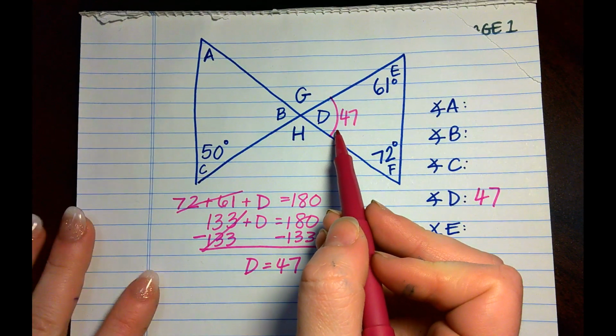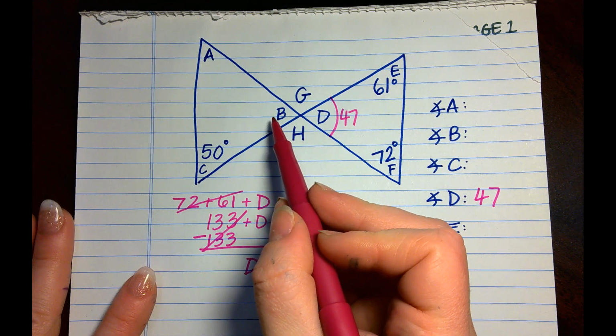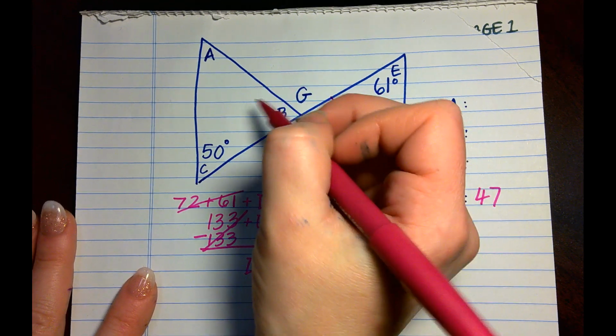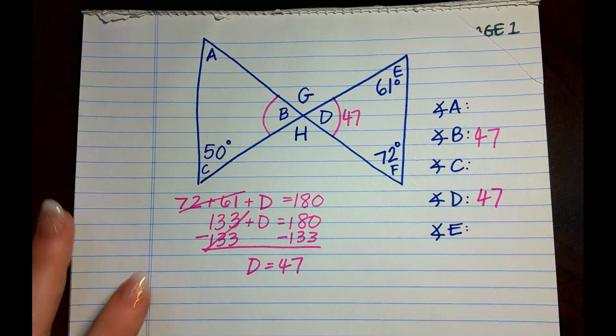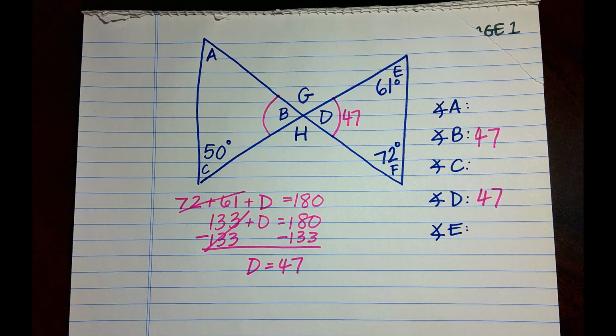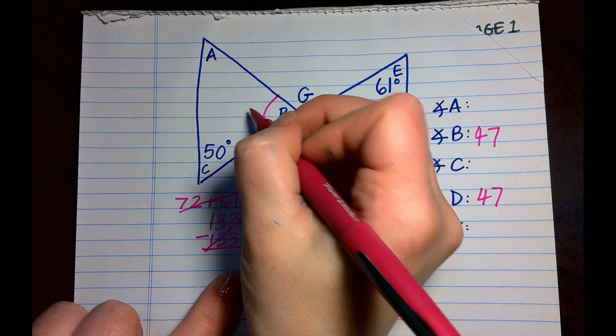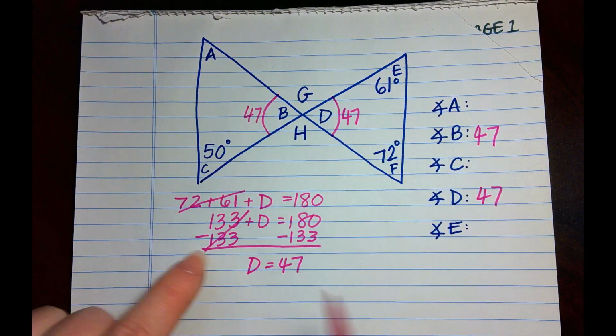And looky there. B is vertical, so it's equal. We know B also. D and B are 47. Okay, now we can find A. We can find which one? For A? We sure could. Yep. Okay, let's solve for A.